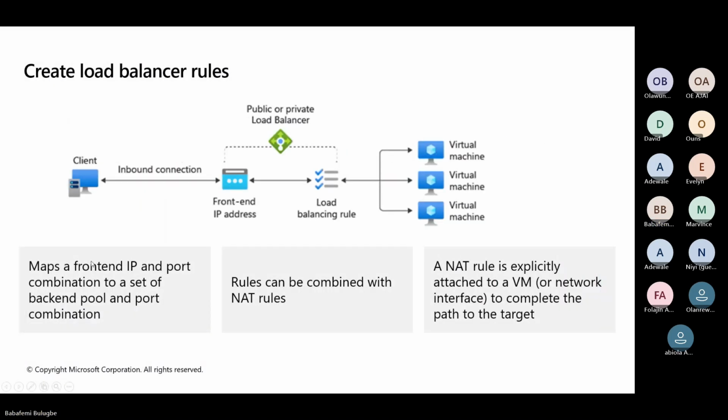So it maps a front-end IP and port combination to the backend pool. Rules can be determined by NAT rules. What a NAT rule does is, this is a network address translation rule, explicitly attached to a VM to complete the path.